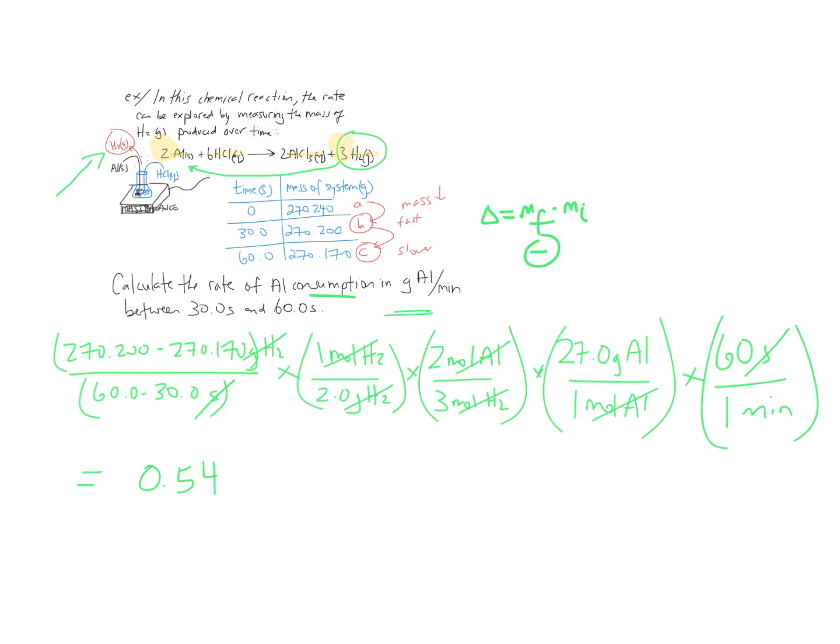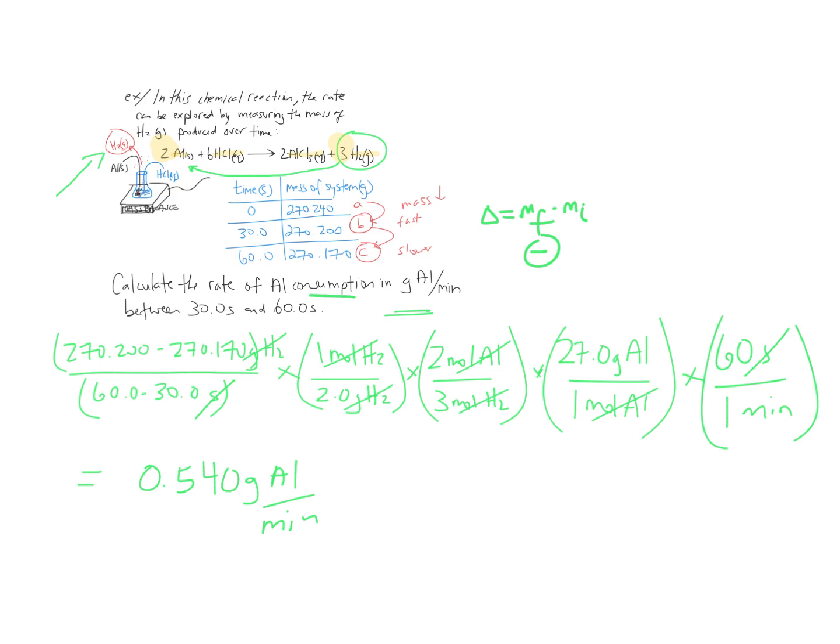I probably should have put a third on there, because if you look at all the given data, I think it's all given in 3, isn't it? So let's adjust this to, I think it works out to be 0.540 grams of aluminum per minute. Hopefully that last digit's correct.